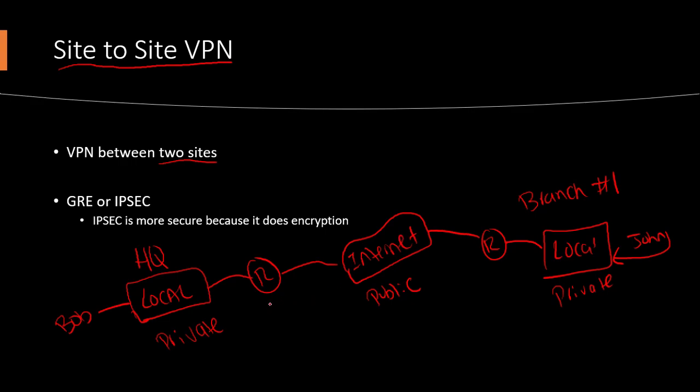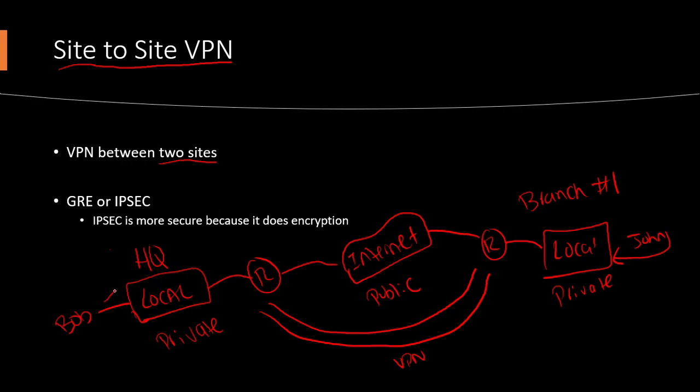So what we would have to do is build a VPN tunnel between the two routers. And this is why it's a site-to-site, because it's a VPN between headquarters, which would be site 1, and branch number 1, which would be site 2. So this is the VPN connection that you're building between the two sites over the internet.